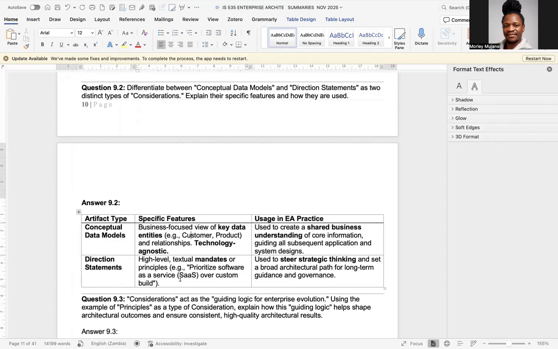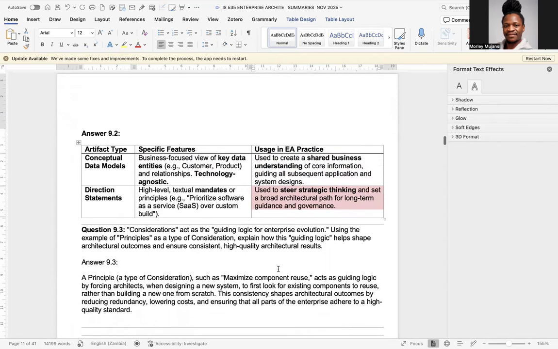Prioritize software as a service over custom build. And then the use for this, we are saying they are used to create shared business understanding. Okay, conceptual data models are used to create shared business understanding of core information, guiding all subsequent application and system design, while the direction statements are used to steer strategic thinking and set a broad architectural path for long-term guidance and governance.